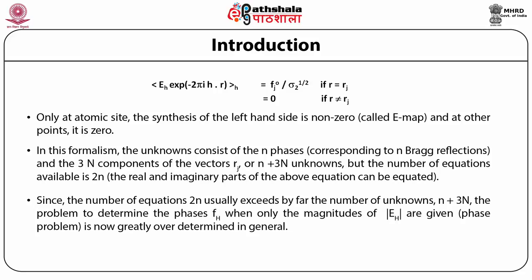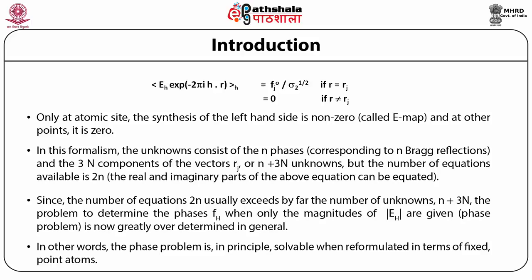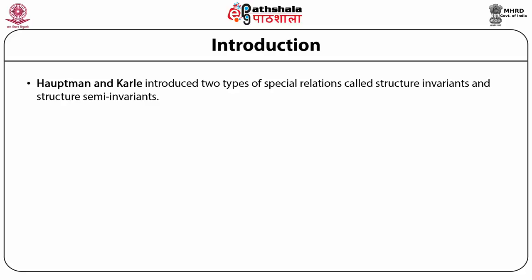Though the problem, that is to determine the phases phi h when only the magnitude mod h is given, that is the phase problem, is now greatly overdetermined in general. In other words, the phase problem is in principle solvable when reformulated in terms of fixed point atoms. Professor Hauptman and Karle introduced two types of special relations, phase relations called structure invariants and structure semi-invariants.